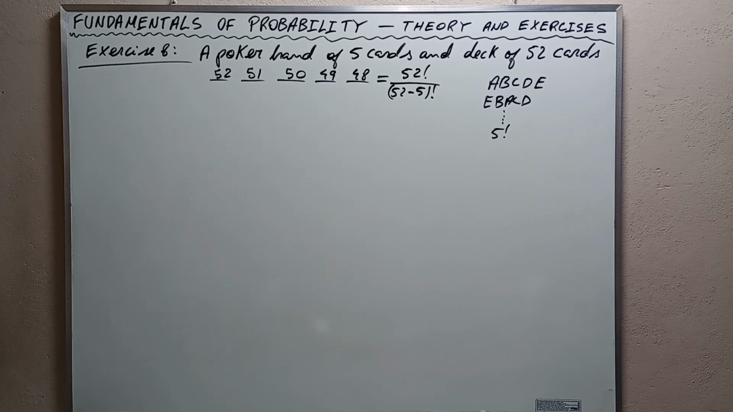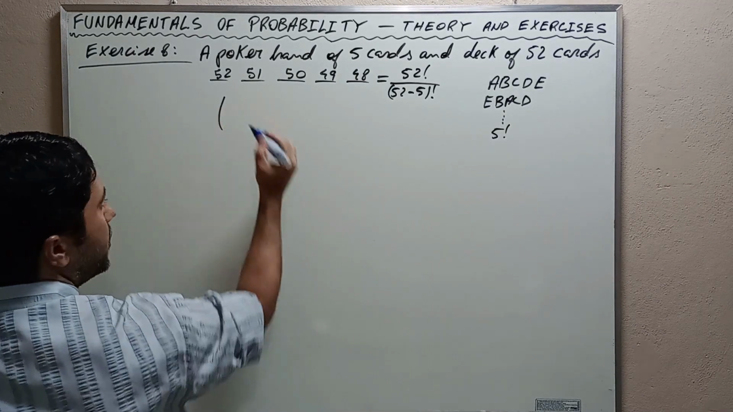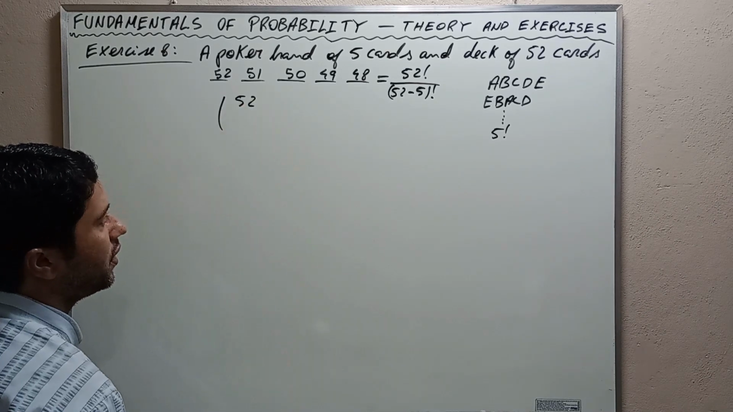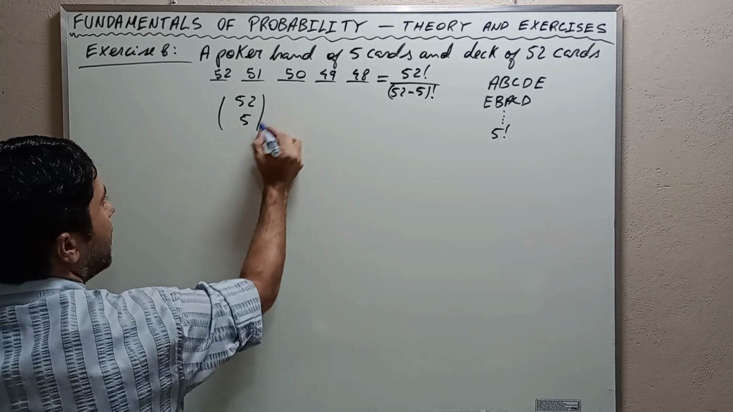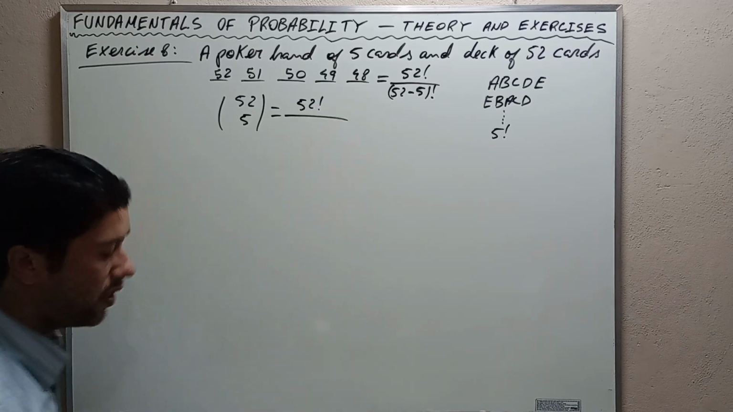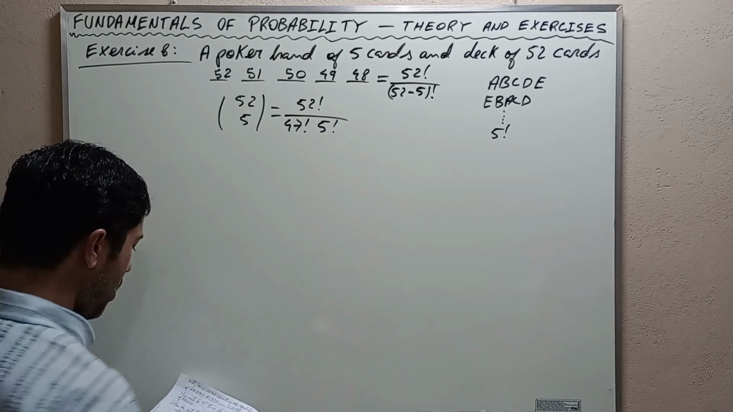What is important is the cards that you have in your hand, okay? There will be 5 factorial repetitions of the same cards, and we have to remove these repetitions. Then our sample space will be the combination of 52 cards taken 5 at a time, which is equal to the factorial of 52 divided by 47 factorial times 5 factorial, okay?